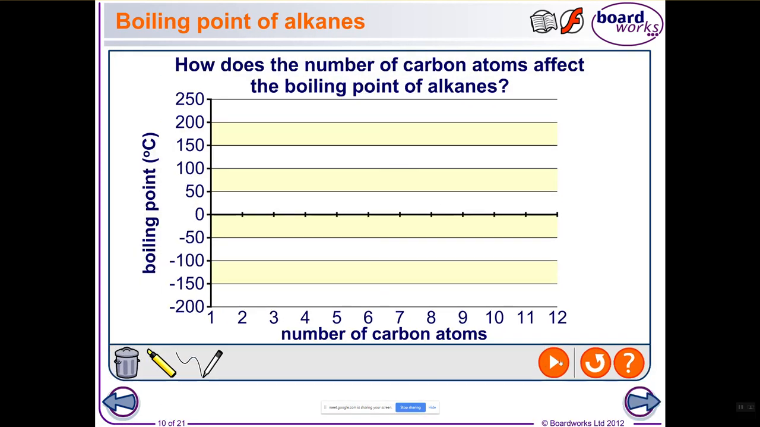So if we plot that data on a graph, basically what you should see is this. You get a nice straight line going up. Boiling points are linked to the number of carbons. So the more carbons, the higher the boiling point. Pretty straightforward.